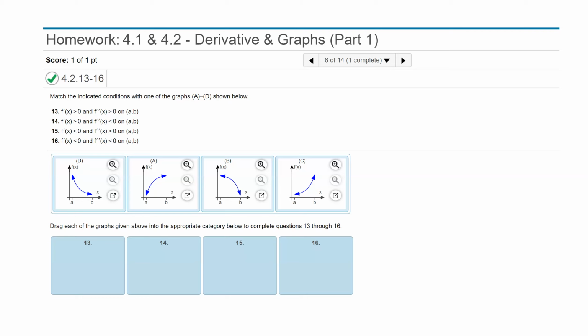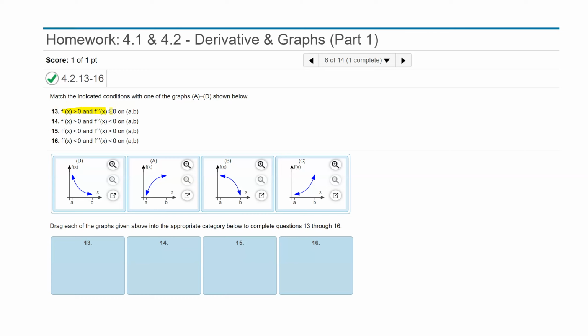This is question number 8 on the 4.1 and 4.2 part 1 MyMathLab homework. In this problem, we're given descriptions of first derivatives and second derivatives, and we're being asked to match those descriptions with different graphs. Okay, so let's look at 13.